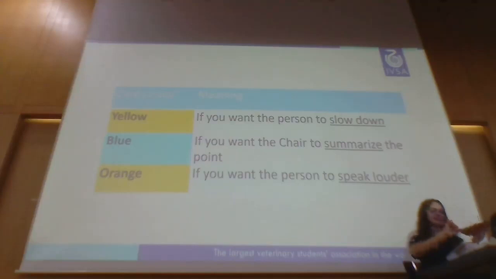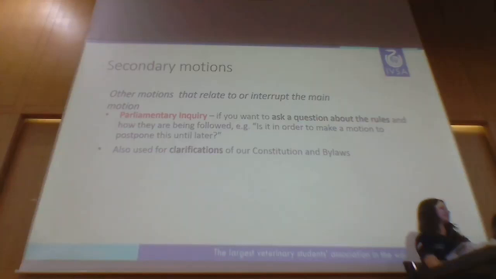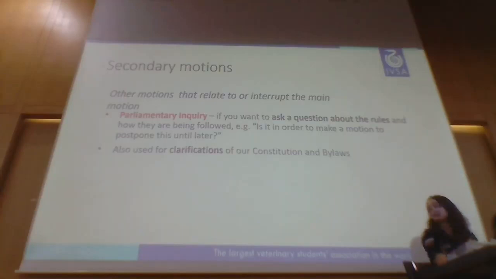Okay, then we also have a parliamentary inquiry. If you want to ask a question about the rules and how they're being followed, for example, is it in order to make a motion to postpone this until later? If there's anything with a bit of discrepancy within the discussion currently happening, then you're allowed to make a parliamentary inquiry and we will then address that. It's used for clarifications of the constitution and bylaws.